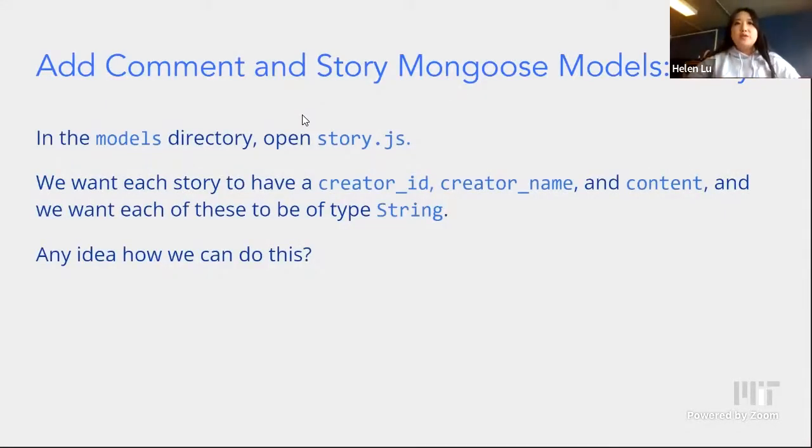Essentially, we want each story to have 3 fields: a creator ID field, a creator name field, and a content field. We want each of these fields to have the data type string. So does anyone have any ideas how we can enforce this structure on each of these stories? What should we do? Any thoughts?